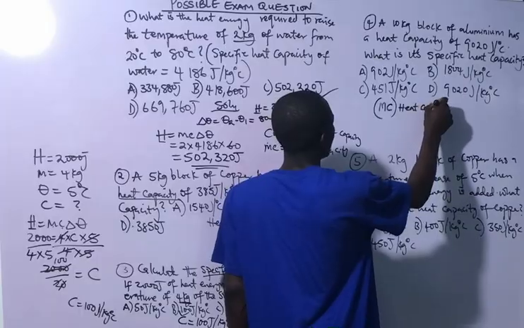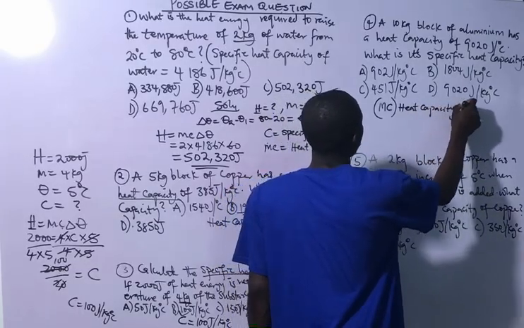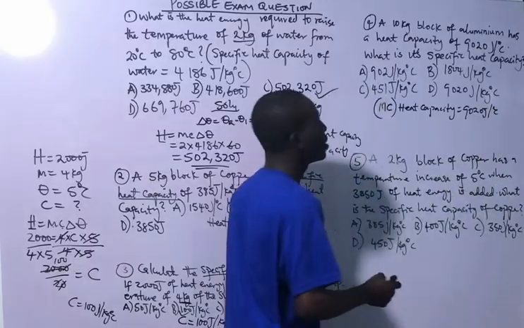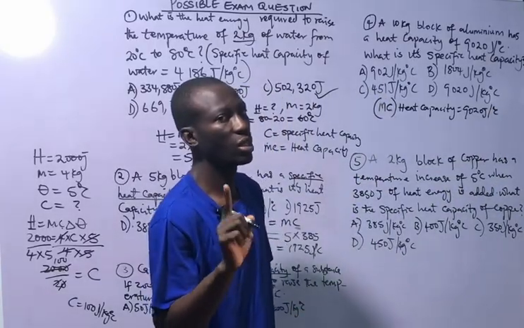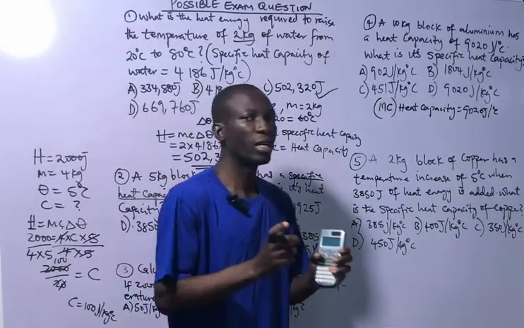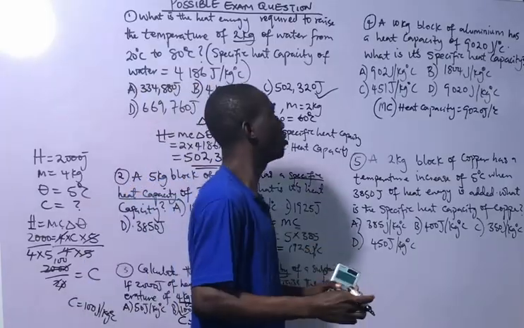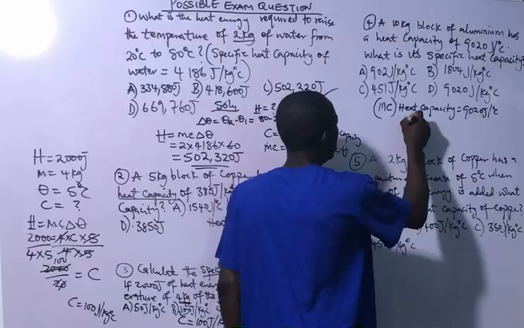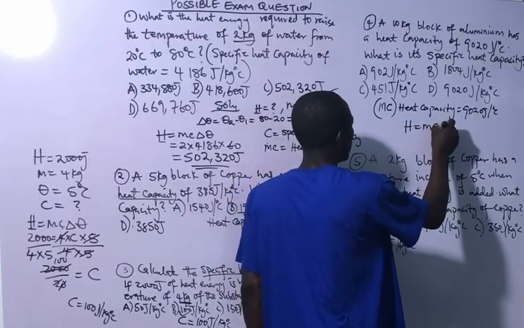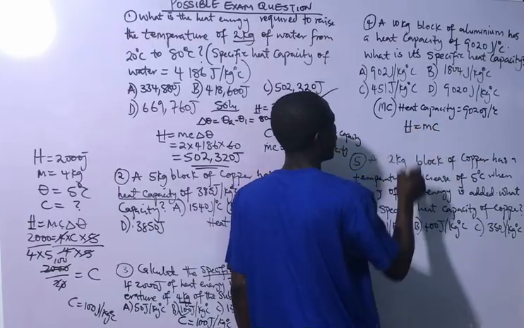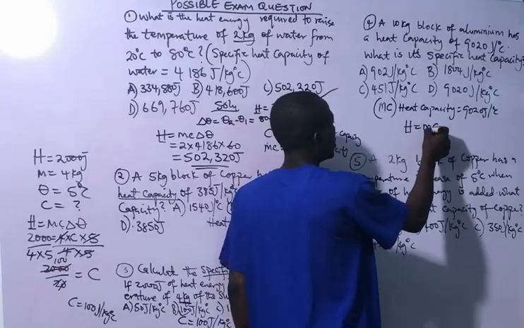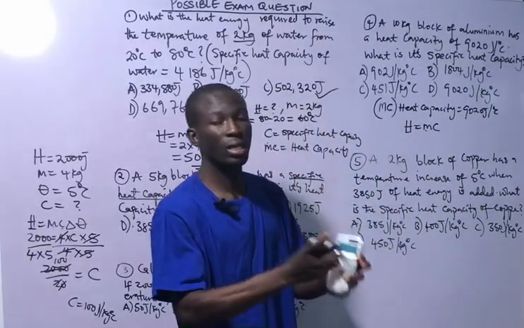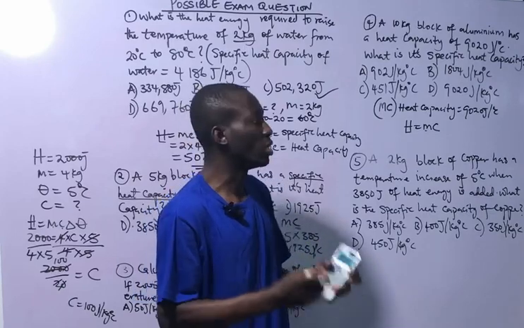So heat capacity is 9020 joule per degree Celsius. All right, what is its specific heat capacity? Immediately you hear specific heat capacity, that means there's a connection between the heat capacity and the specific heat capacity. Therefore, we'll be using H equal to MC, where H here stands for our heat capacity, and this is the symbol for the heat capacity. So this is the connecting formula between heat capacity and specific heat capacity.